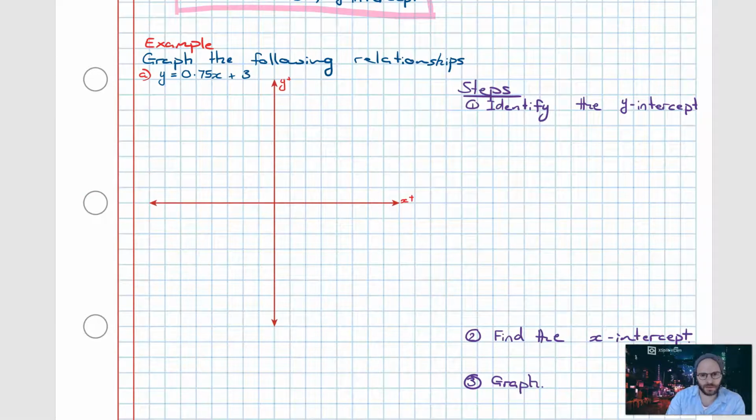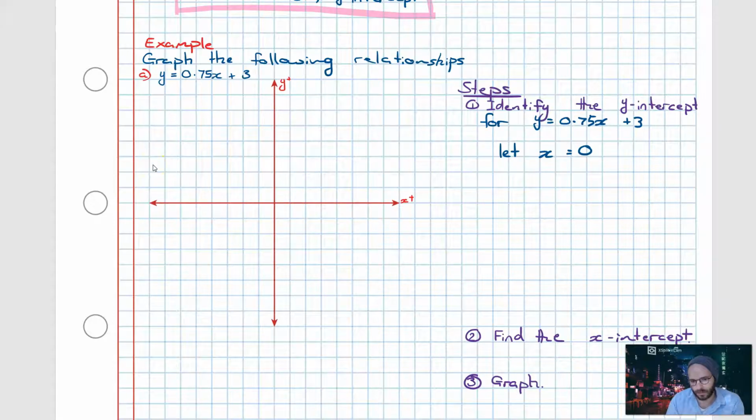Alright, so the first step is we want to identify the y-intercept. For this I'm going to say for y equals 0.75x plus 3, let x equal 0. The reason being is that the y-intercept is where we cross the y-axis here, and this location is always when x is equal to 0.